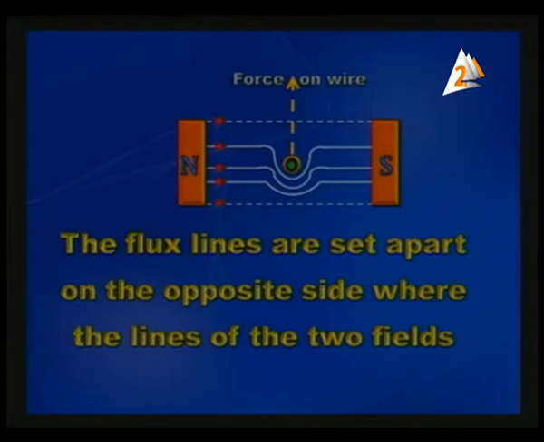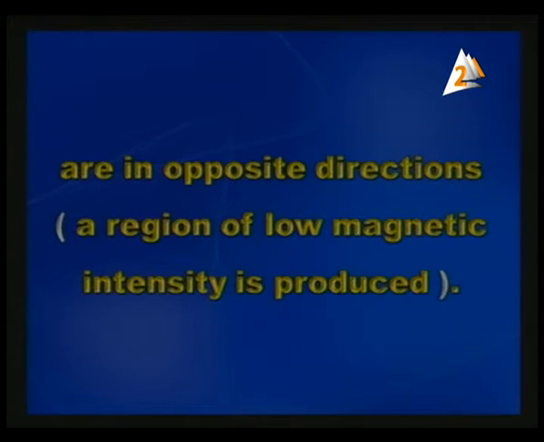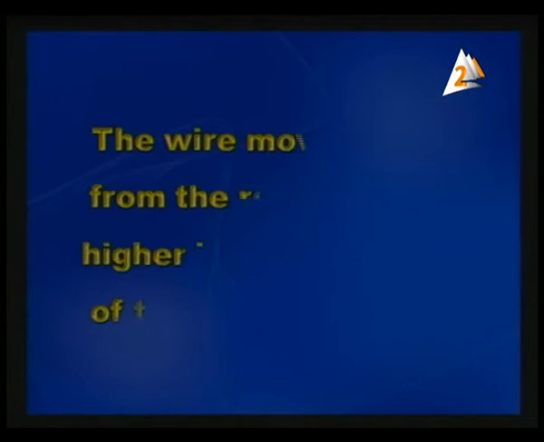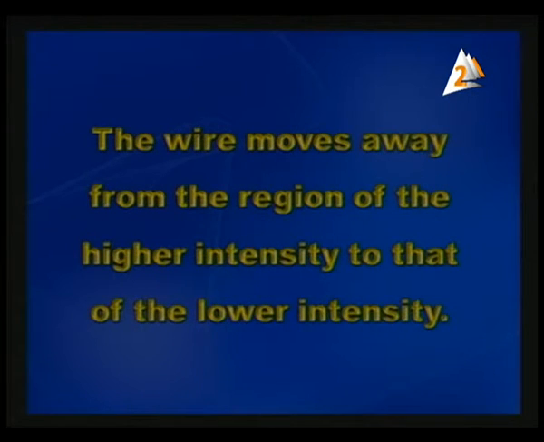The flux lines are set apart on the opposite side of the wire, where the lines of the two fields are in opposite directions. Now we've got a region of low magnetic intensity, or magnetic flux density. The wire moves away from the region of higher intensity to the region of lower intensity. In this way, we managed to explain why, when a current carrying straight wire is placed at right angles to a magnetic field, the wire is acted upon by a force and moves.